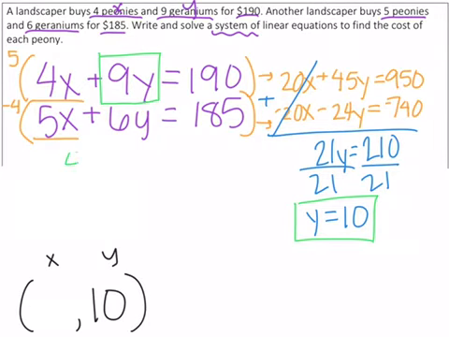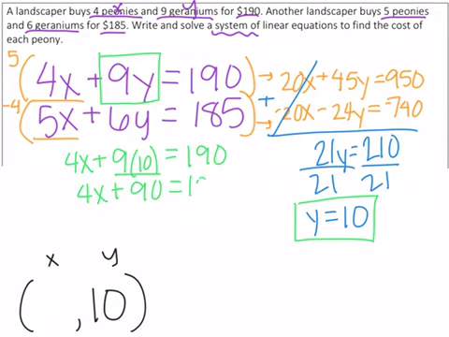So I'm going to rewrite that as 4x plus 9 times 10 equals 190. 9 times 10 becomes 90, so 4x plus 90 equals 190. Now I just solve my 2-step equation.